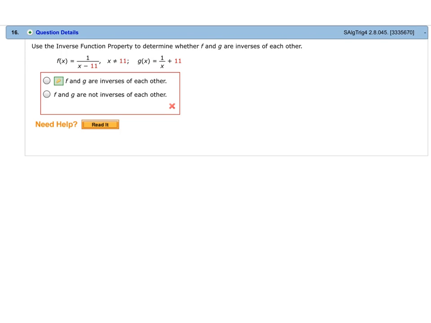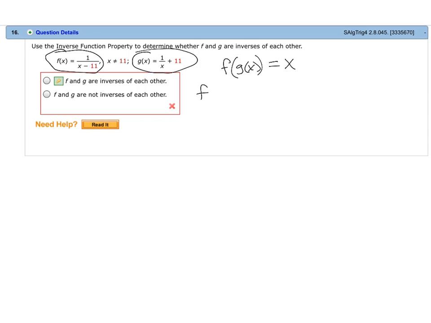Use the inverse function property to determine whether f and g are inverses of each other. So we have two functions, f of x and g of x, and we are supposed to determine whether they are inverses of each other. If we use the inverse function property to do that, we would do that by finding the composition of the two functions, f of g of x, and then seeing if we can simplify that down to just x.